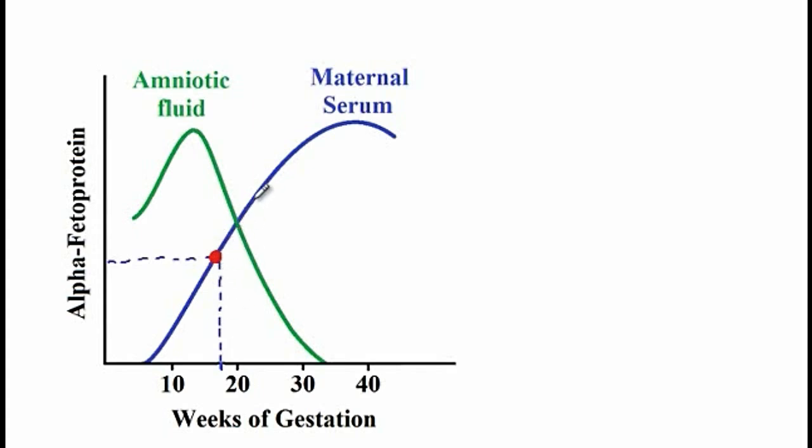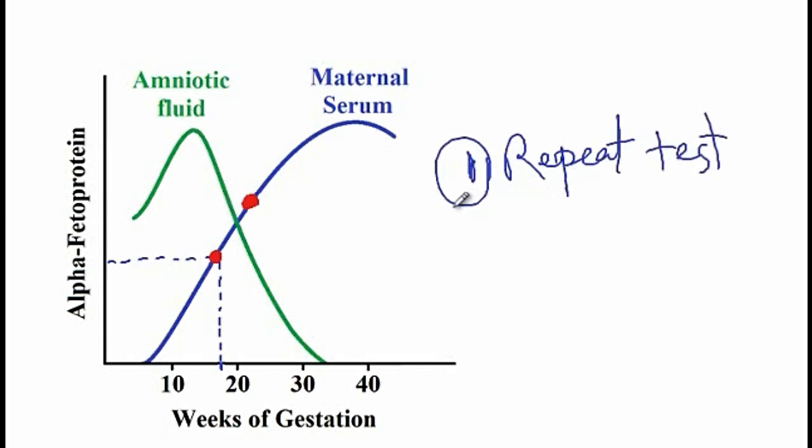So let's say, for argument's sake, that we have a fetus that has too much alpha-fetoprotein in the maternal serum. So what would be the next step? The first step is to repeat the test. It's very likely that there is an error during lab studies, and usually 30% of these tests will come back normal in the next study. So the first step is to repeat the test.